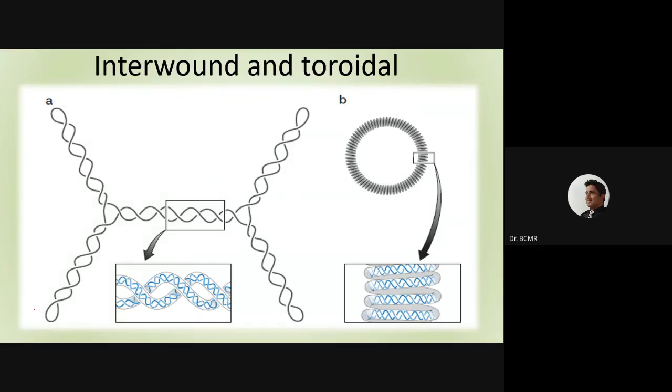So with supercoiling, there are two, right? One is interwound, something like this, and the other one is toroidal, which is something like a spring. If you look at old landline telephone cords, this is a typical view that you will usually see.